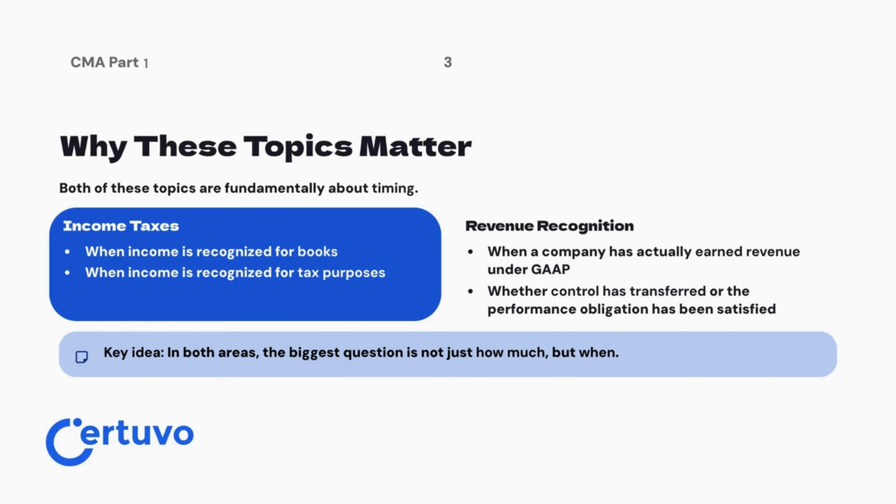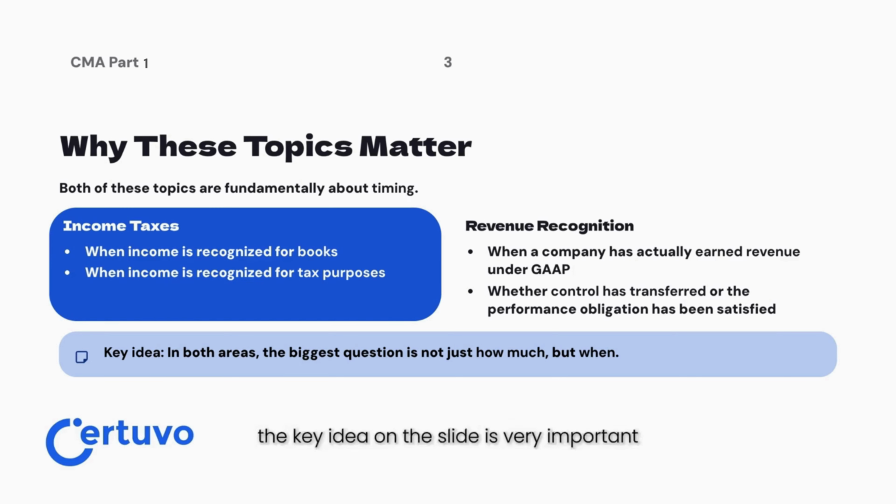Slide 3 is titled, Why These Topics Matter. The slide says, both of these topics are fundamentally about timing. For income taxes, the timing issue is when income is recognized for books and when income is recognized for tax purposes. For revenue recognition, the timing issue is when a company has actually earned revenue under GAAP and whether control has transferred or the performance obligation has been satisfied.